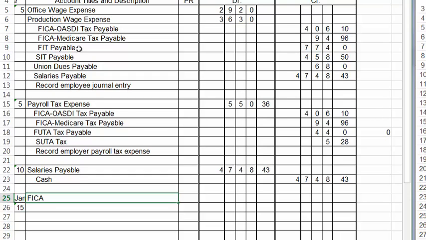I have FICA, OASDI, tax payable. It was a credit, and now to clear it out it is a debit. But what I want to point out is you have 406.10 and 406.10. I have to add those two together. This would be the amount that is in my ledger that needs to be paid. So I'm going to take 406.10, add it together, and I get 812.20. And I'm on the wrong line, I apologize.